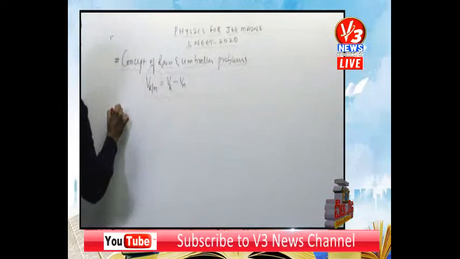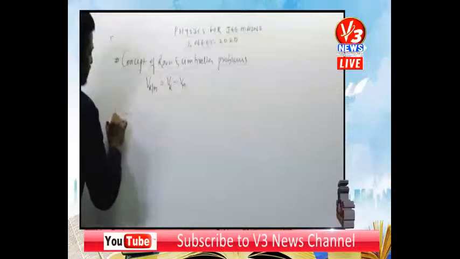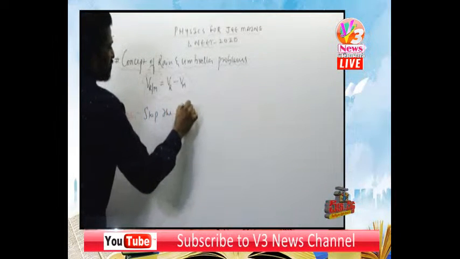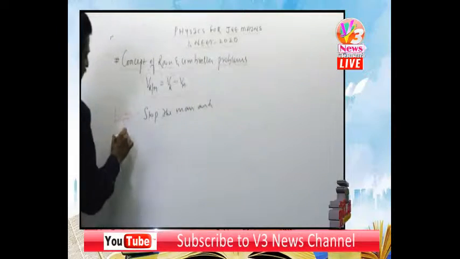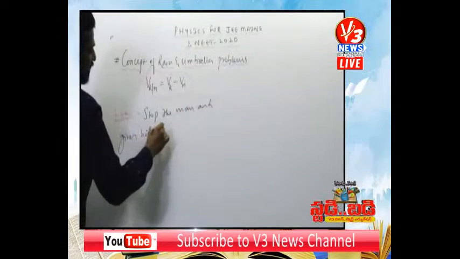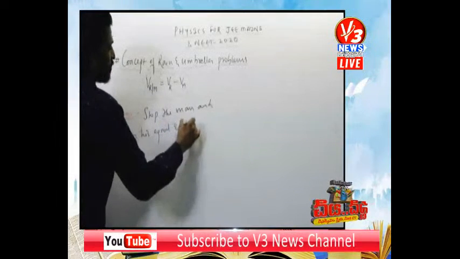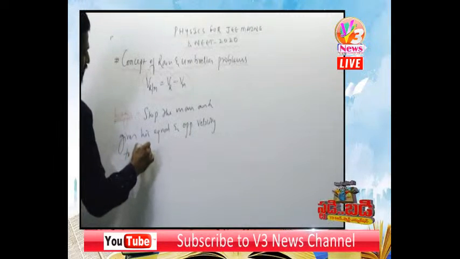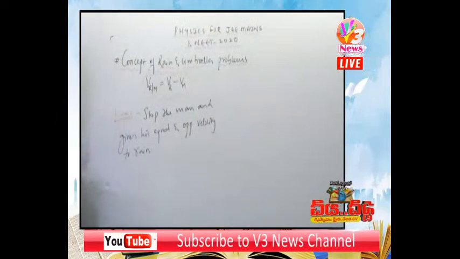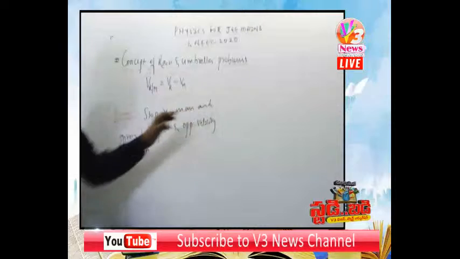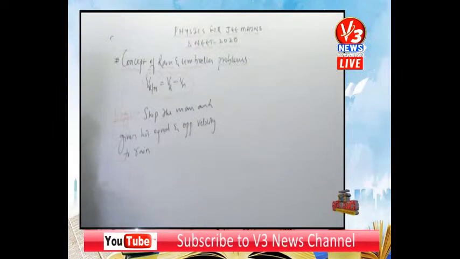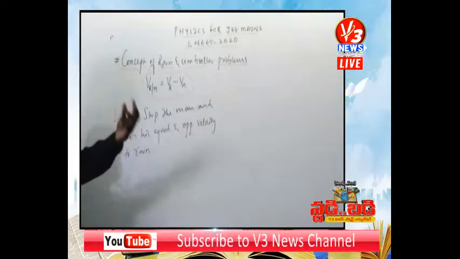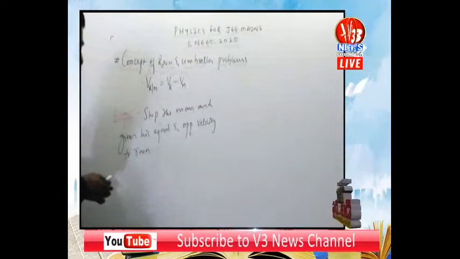The basic logic we'll be using here is: stop the man and give his equal and opposite velocity to the rain. This is the basic logic we will apply for solving the problems. Whatever is the reference, we will stop the reference and give its velocity, equal and opposite, to the rain.